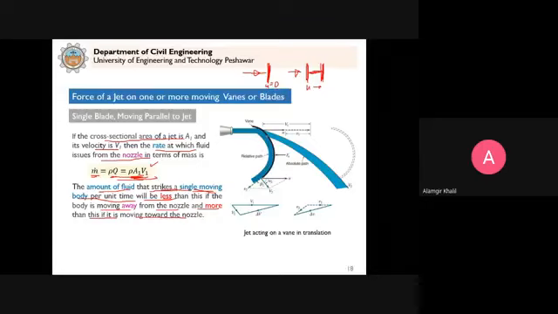Why? Because you can see here, if the body reaches here and the fluid is stationary, then the fluid is not able to hit. So if the body is here, then it will be able to hit this body, but it will be less than the absolute. Clear?